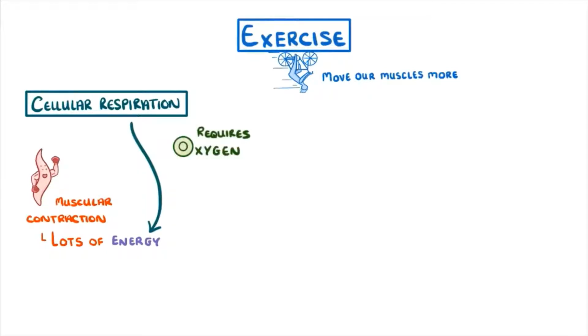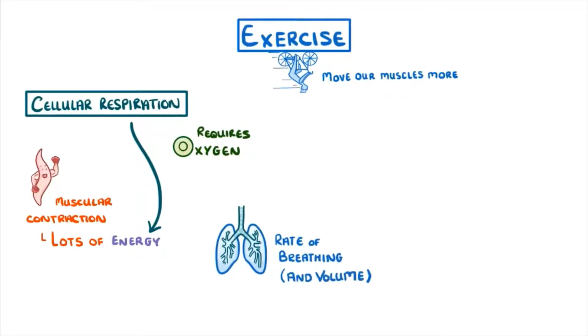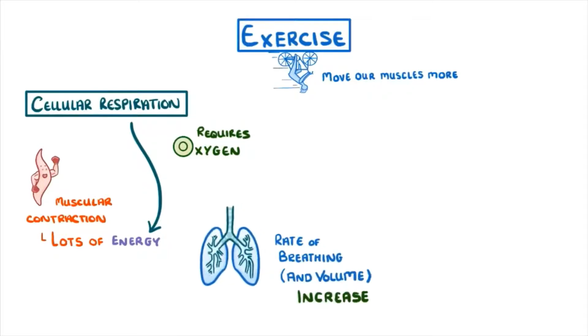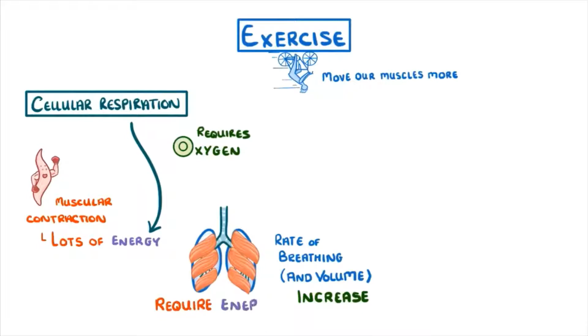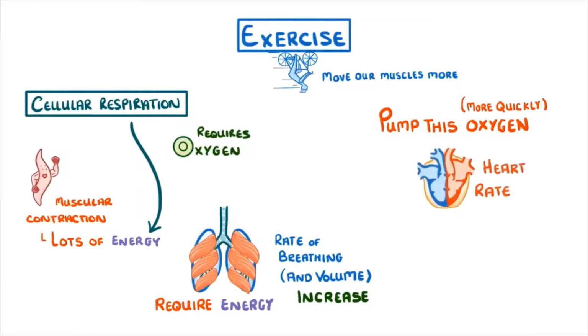As respiration requires oxygen, we need to get more oxygen into our muscles. To achieve this, the rate of our breathing and the volume of each breath will have to increase. The downside to this, though, is we will be required to move the muscles around our lungs more than usual, which itself is going to require energy. We're also going to pump this oxygen around our body more quickly than usual. So our heart rate is going to have to increase, which again is going to require even more energy.